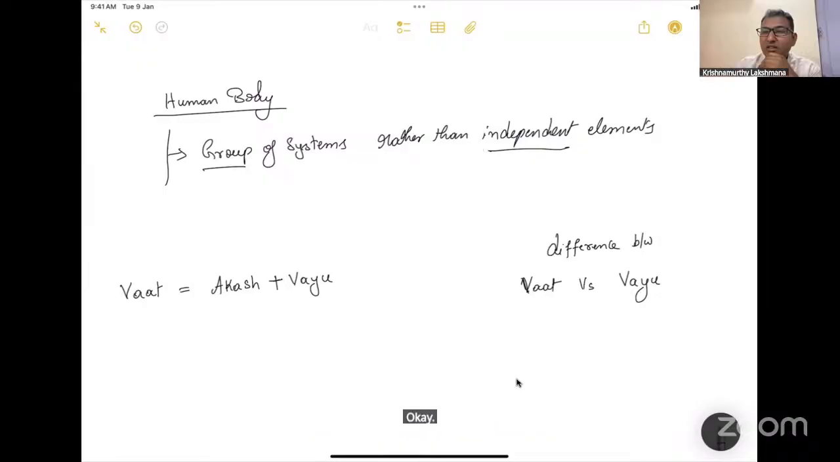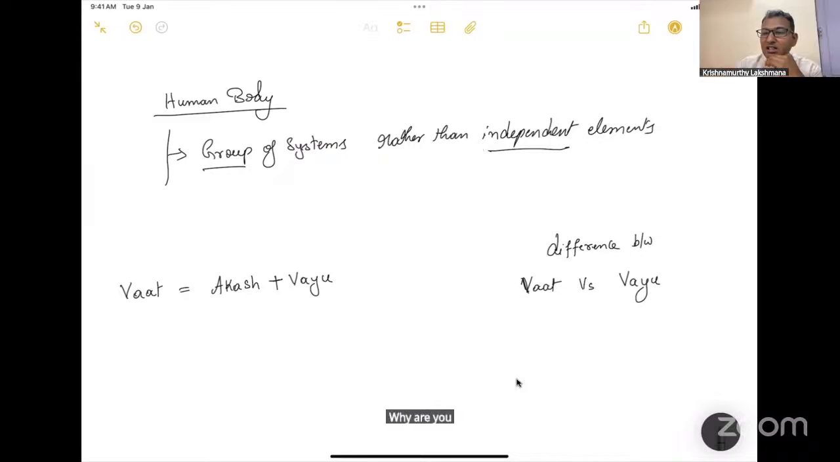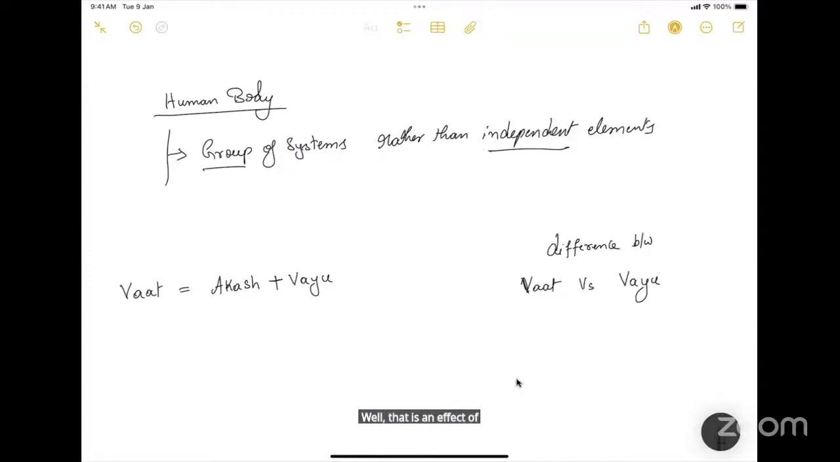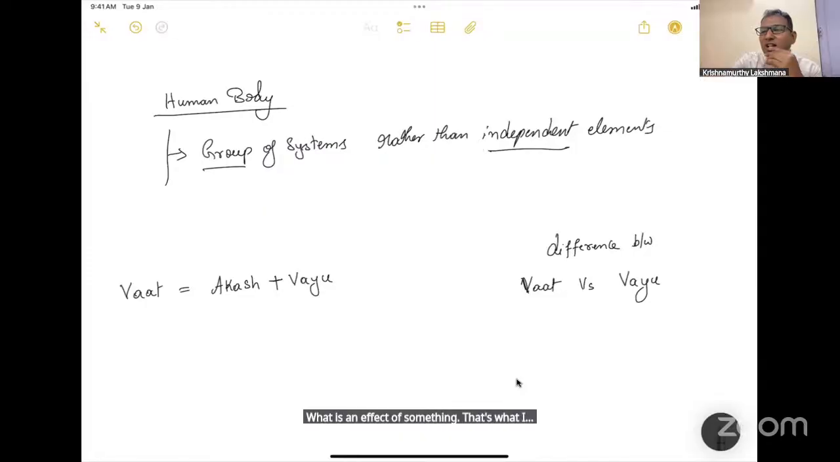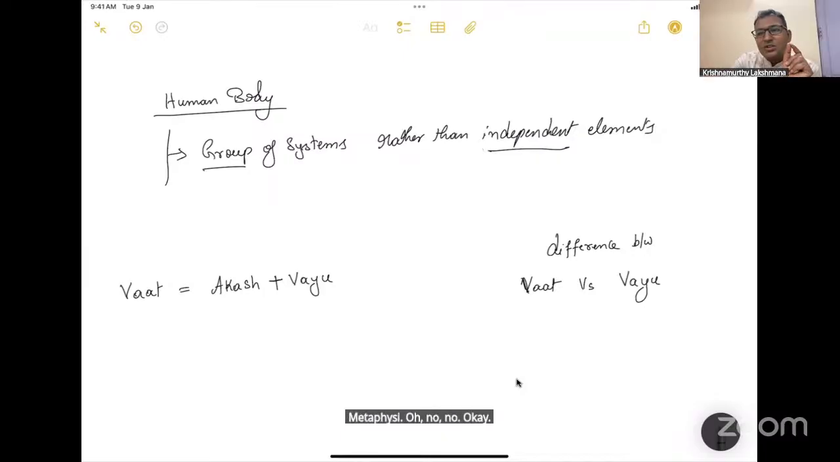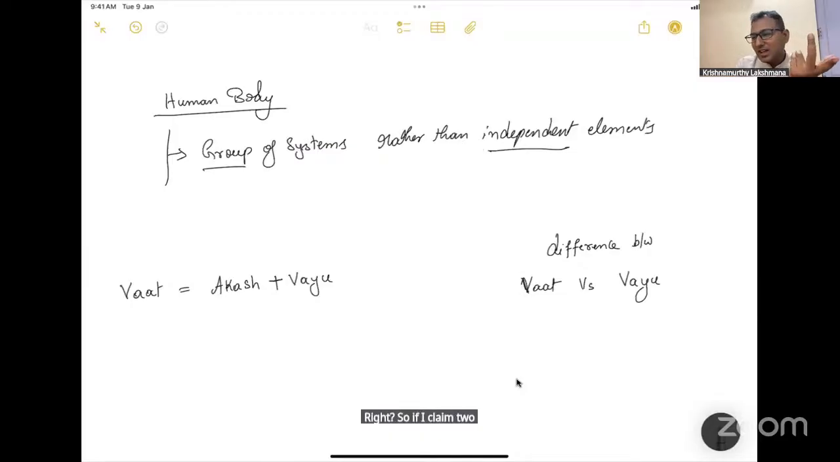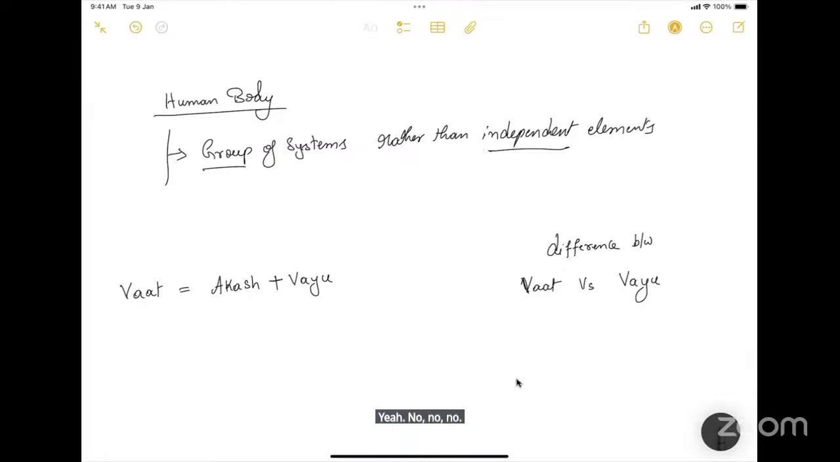Okay. Vidyavati. Vayu is a physical element. Vayu is physical and Vat is an effect of something. See, you club two physical things, what do you get? Vayu is physical, Akash is metaphysical. You club two sweet elements, output is sweet, right? So if I club two physical, I will get the output is also physical. Will it be metaphysical? No, right? Okay.